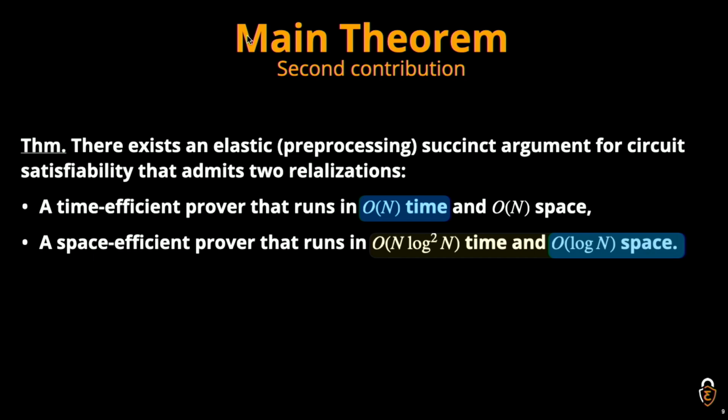In addition, we advanced the state of the art in space-efficient provers, showing that for very particular instances, depending on how the R1CS matrix is formed, you can also lower the time from n log squared n to n log n.